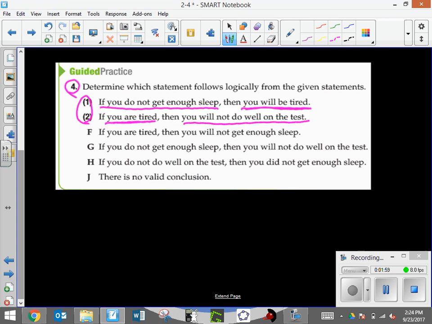They gave it to you as choices, F, G, H, and J. You can find that one as letter G. If you do not get enough sleep, then you will not do well on your test. That's the answer that they are going for.